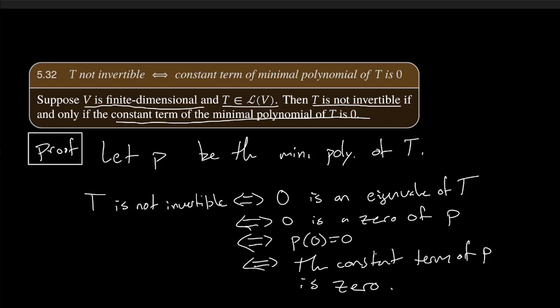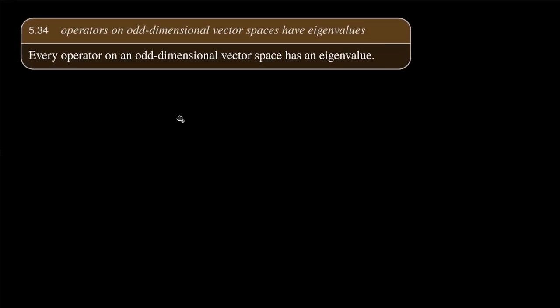Okay, let's use the minimal polynomial to show the following fact. We're going to show that every operator on an odd dimensional vector space has an eigenvalue. Whoa. We've previously shown that every operator on a finite dimensional complex vector space has an eigenvalue. But here, we're just going to do it in general for any old odd dimensional vector space.